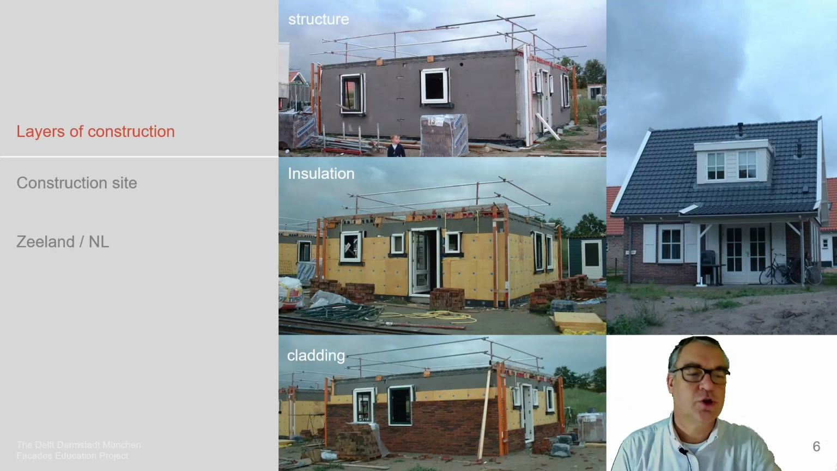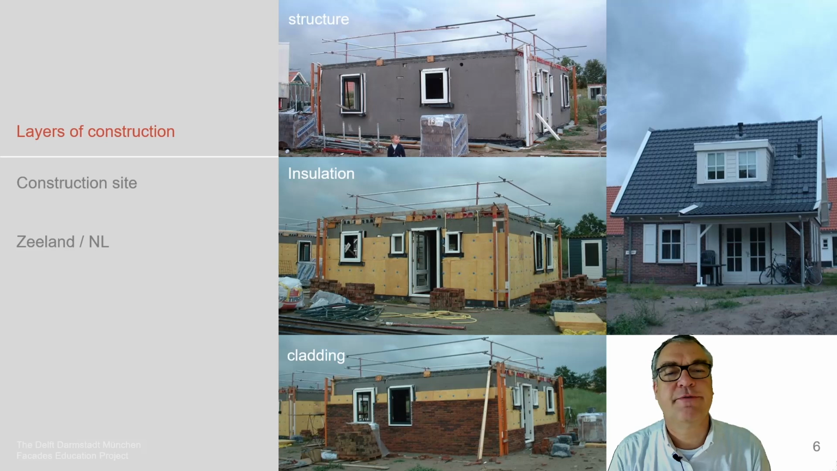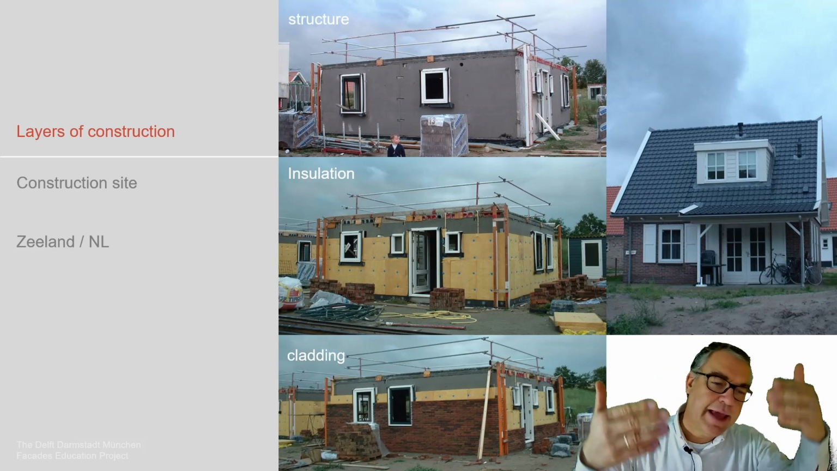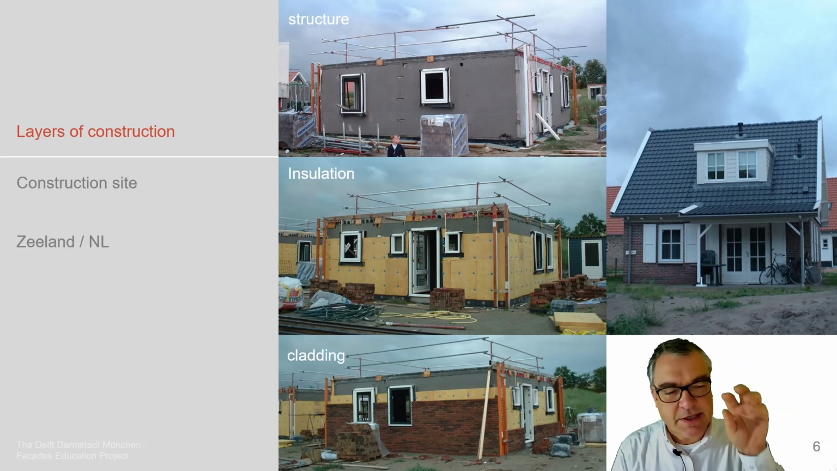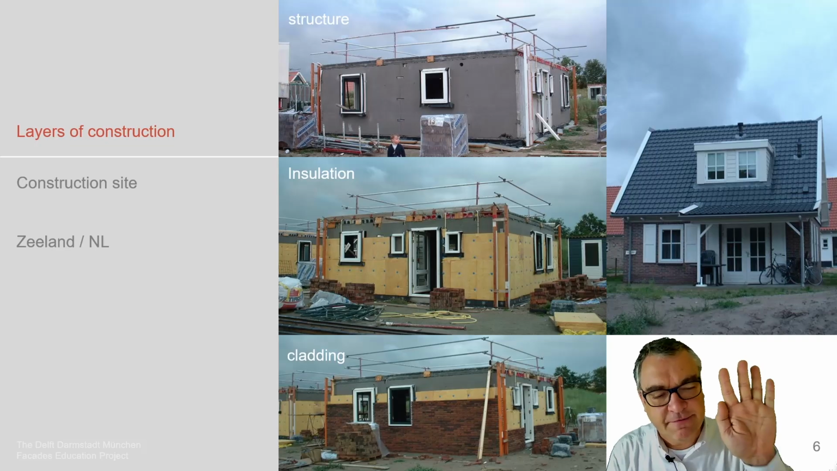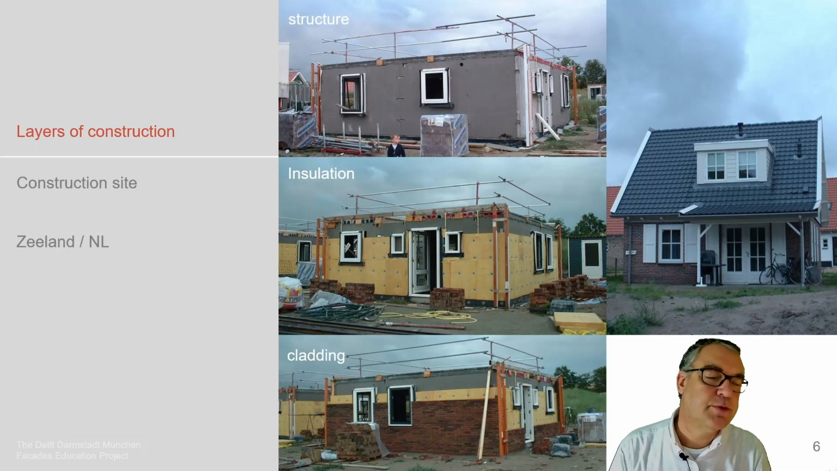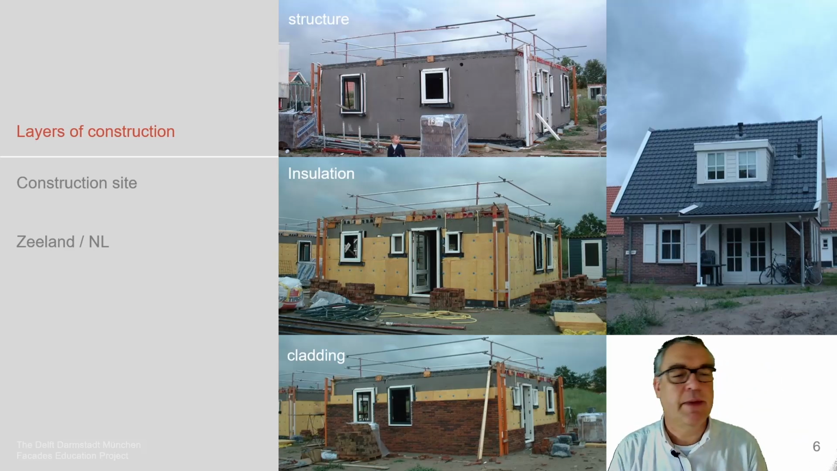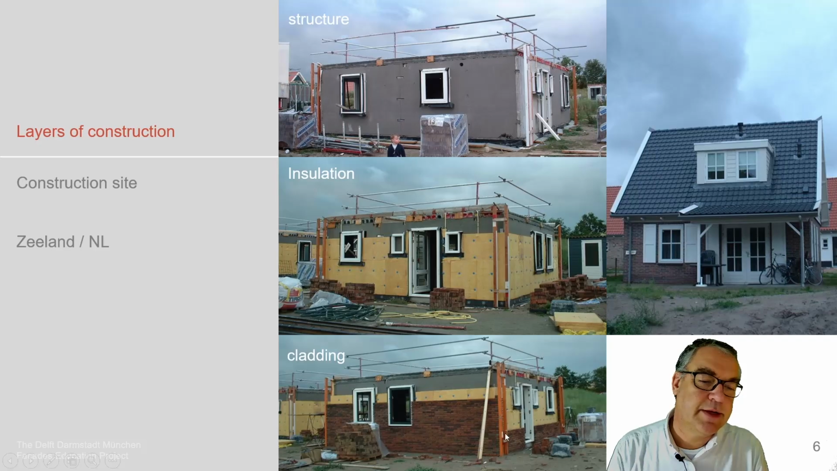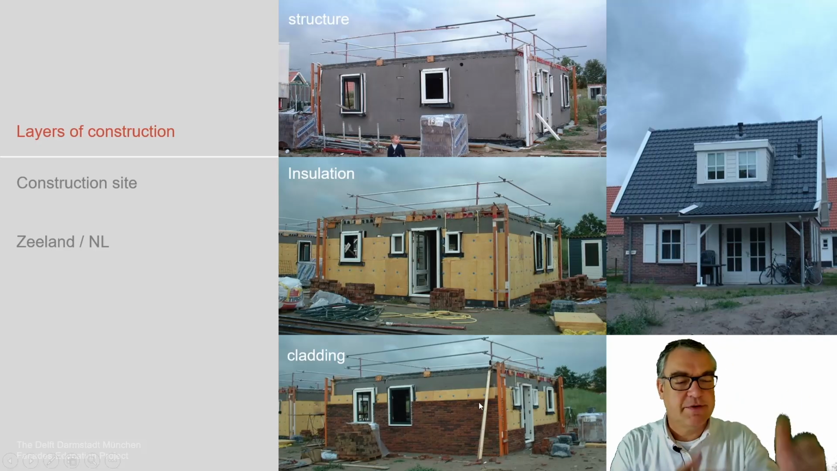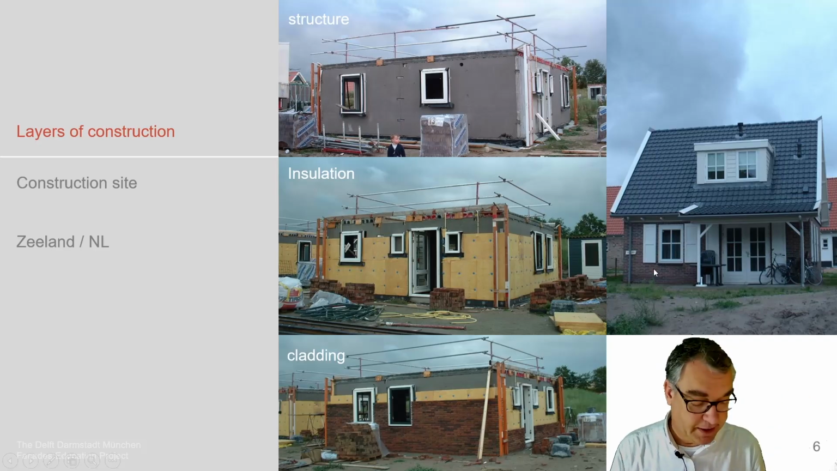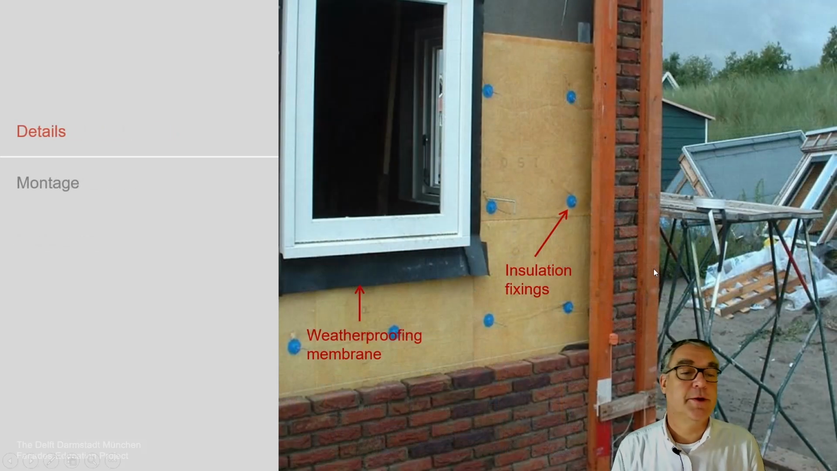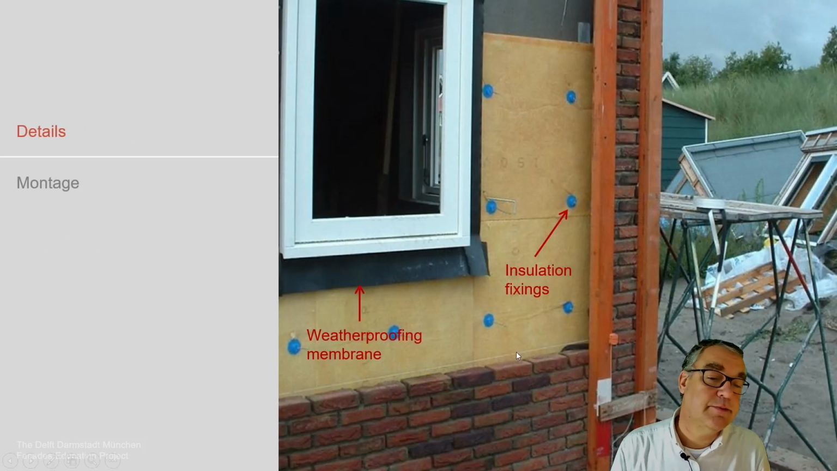We see the main structure, top picture, the main structure of concrete. We see the insulation being put in position. You see these dots. The dots are fixing the insulation in position. It's these rods which are brought into the concrete, fixing the insulation with some plastic covers. And then the masonry structure, which is brought in front of it with a cavity, and the final building as we know it.